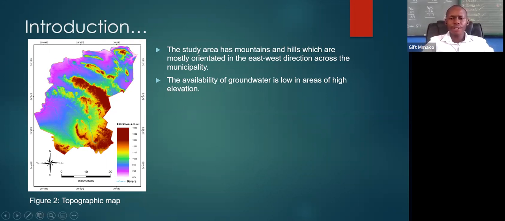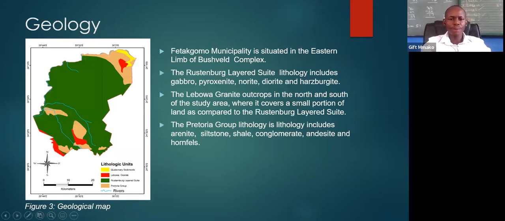Geologically, the municipality is situated in the eastern limb of the Bushveld Complex. Most of the area is covered by the Rustenburg Layered Suite. We also have the Lower Granite Suite, which is represented by a red color on the map. Then we also have the Pretoria Group, which crops out in some parts of the south and also somewhere in the north of the municipality. We also have the Quaternary sediments, represented with a yellow color on the map.